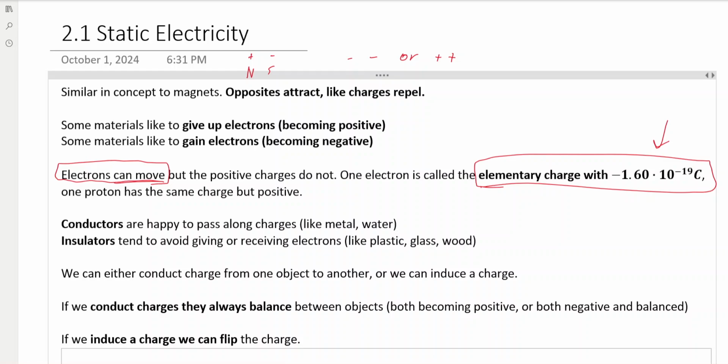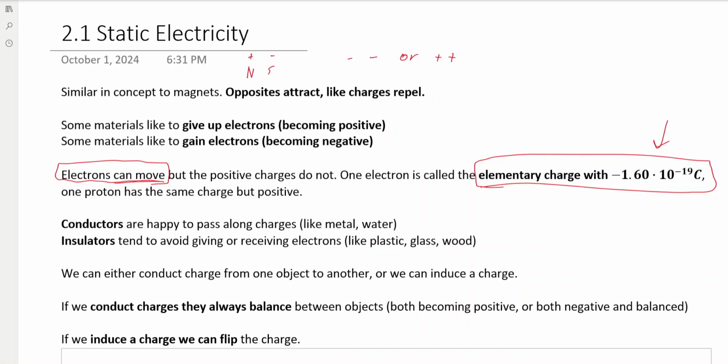Conductors are happy to pass along charges, like metal, water, and plenty of other things. And insulators tend to avoid giving or receiving electrons, like plastic, glass, wood, and the like. We can either conduct charge from one object to another, or we can induce a charge.